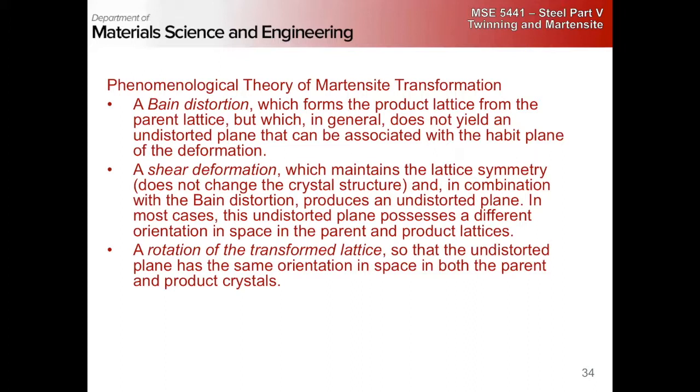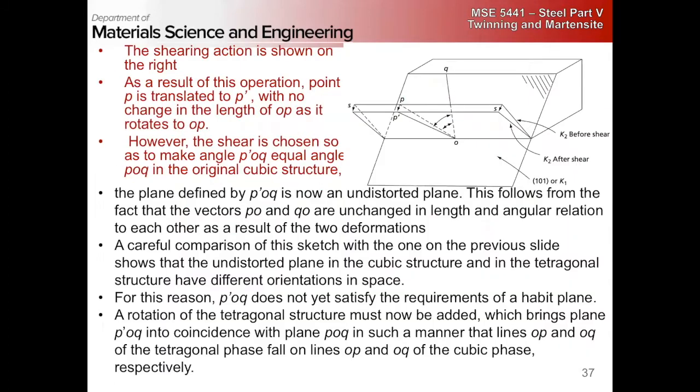This is a model that aids our understanding and captures a lot of the features. So we have the Bain distortion, then a shear transformation, which maintains the lattice symmetry and gives us our undistorted plane, but that plane lies in the wrong orientation, so we need a rigid body rotation to bring it into position. This is the key idea to know. In the notes and in the reading, there's a whole lot about the geometry of this, and that's for your information only. That's not examinable material.